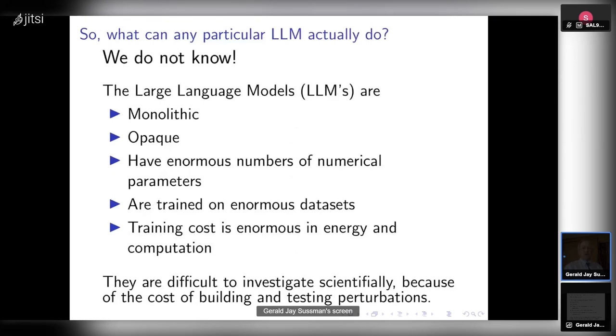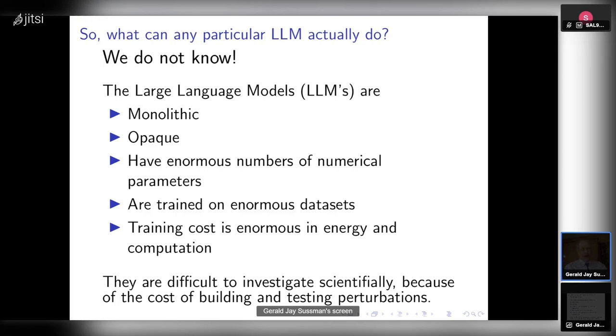Now, there's a problem with what's going on here. Can any particular large language model, what do we know about that? There are many reasons we don't know. The large language models are monolithic, they're opaque, they have ridiculous numbers of numerical parameters, they're trained on enormous data sets, and the training cost is enormous in energy and computation. So therefore, we can't actually investigate them scientifically. Even the people who build them can't. The people at Google or somewhere, because it costs so much to make and test one, can't sit there and try a little bit of change this way, a little that way, the same normal way we deal with science. When we try to understand something, we have to perturb it, and we have to say, how does it change? We have to rebuild it, say, thousands of times to make any progress in understanding what the thing is really doing.